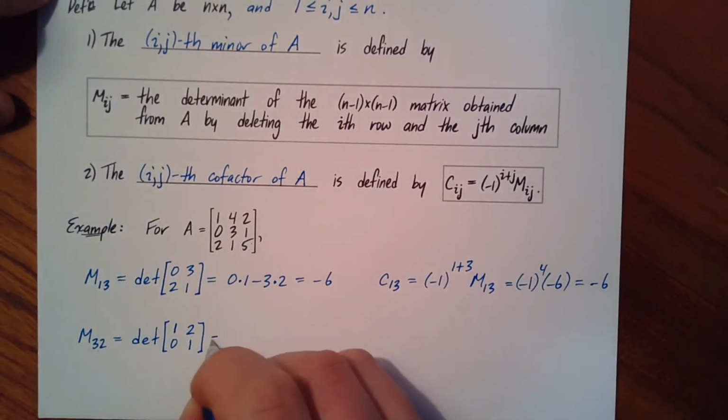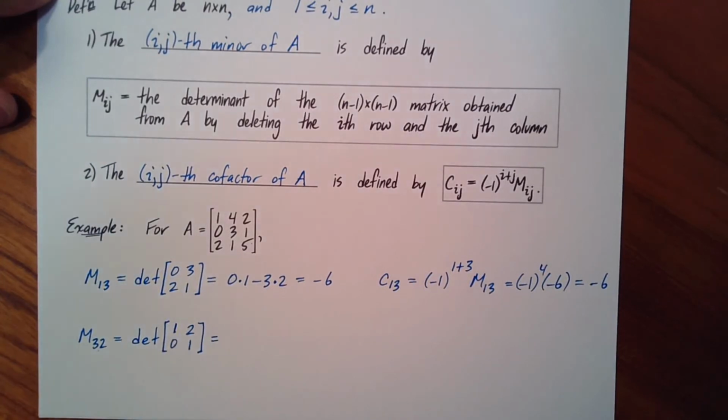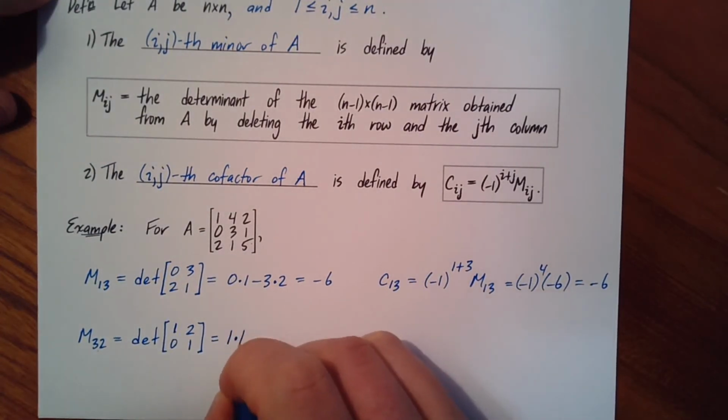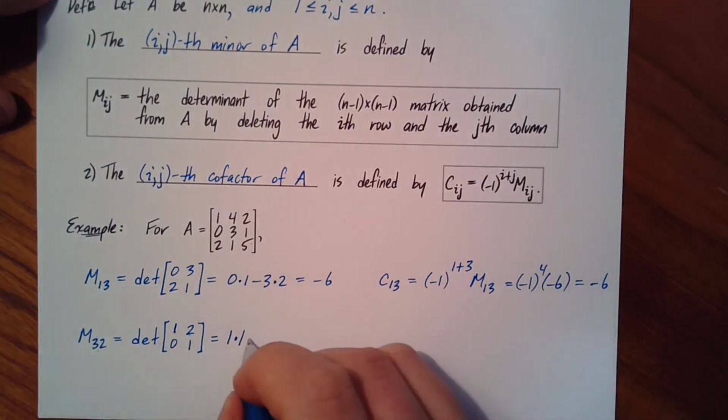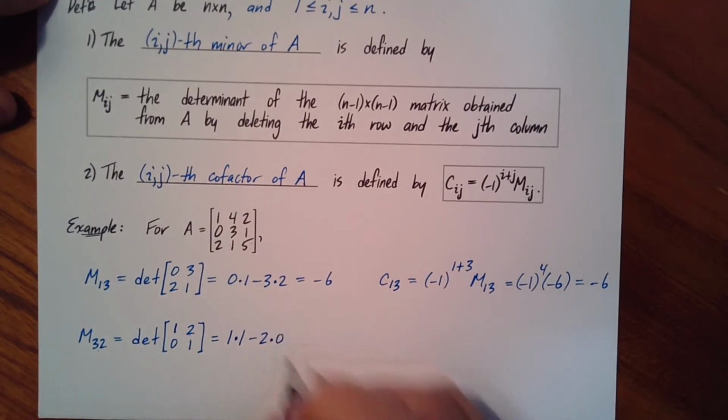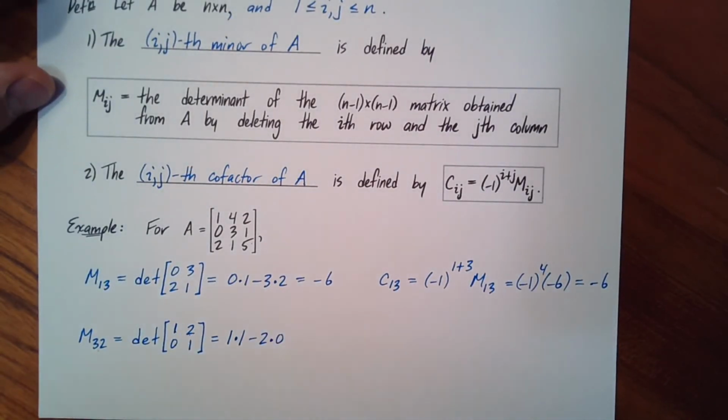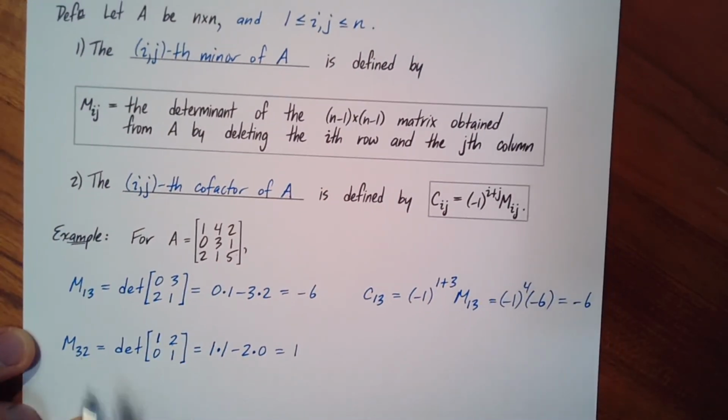Okay, so let's use the same formula again. So multiply these entries on the main diagonal. You get 1 times 1, and then subtract the product of the other two entries, minus 2 times 0. So you get 1 minus 0, which is just 1. Okay, and that's our 3, 2 minor.